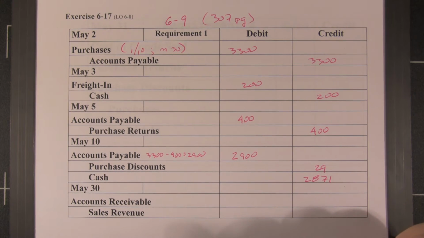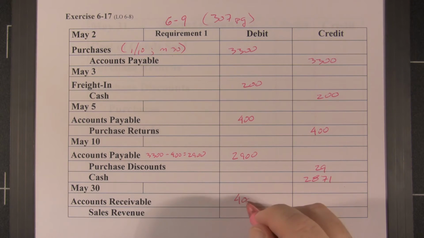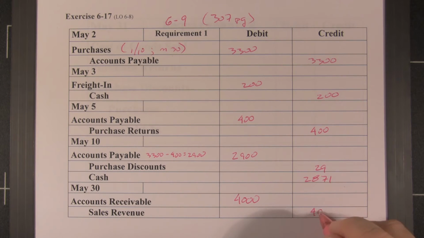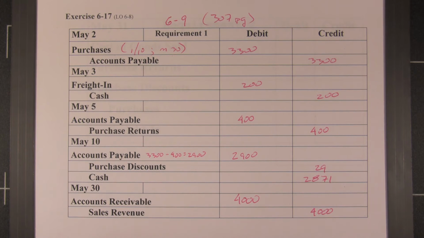Now, on May 30th, we're selling all the books that we bought for $4,000. Well, that's a debit to accounts receivable and a credit to sales revenue. Notice nowhere on this page do we ever get anywhere near the inventory account. This is periodic inventory. We'll get near the inventory account at the end of the period, at which point we will close purchases to cost of goods sold into inventory and returns, etc.